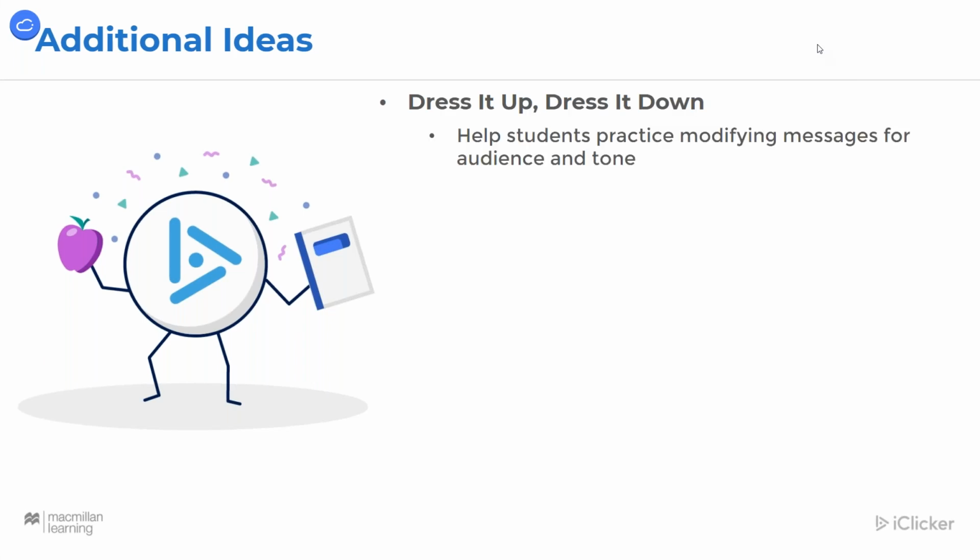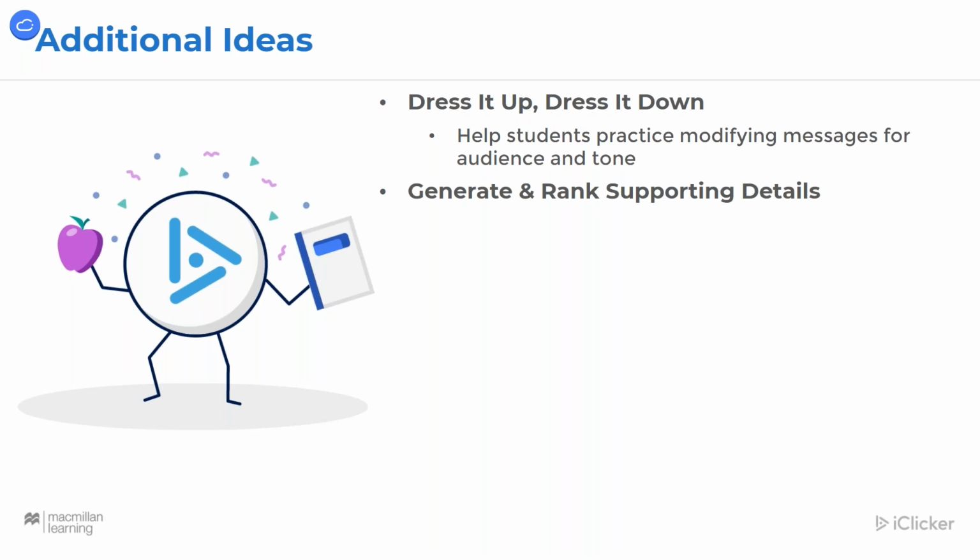So dressing it up, dressing it down. This is a way that you can help students practice modifying messages for audience and tone. So I'd like to take maybe a statement put out on Twitter that's interesting, but the tone is all wrong for an academic audience, and I have my students rewrite it so that it could show up in an academic essay. Or I'll take an idea that's very highfalutin and I'll say, how can we bring this down for maybe a Facebook audience? And we do that using iClicker short answer.